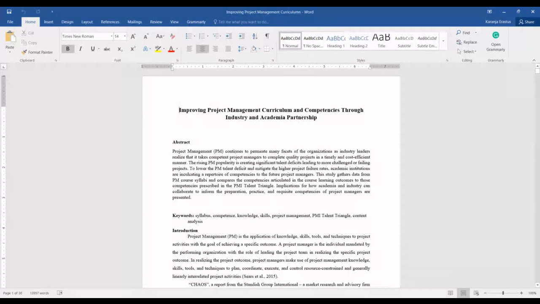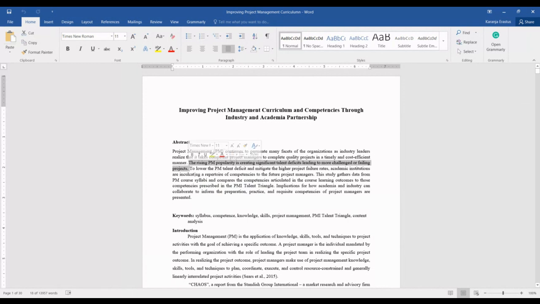Yes. Okay, so I have this paper with a colleague of mine, and this is a very long paper by many standards. But we have the topic, and then we have the abstract. This is a very short abstract because the journal we submitted to wants an abstract of less than 150 words. What we're saying is project management continues to permeate many facets of the organization as industry leaders realize that it takes competent project managers to complete quality projects in a timely and cost-efficient manner. So the rising PM popularity is creating significant talent deficits, leading to more challenged or failing projects.